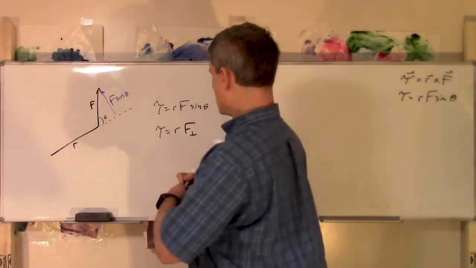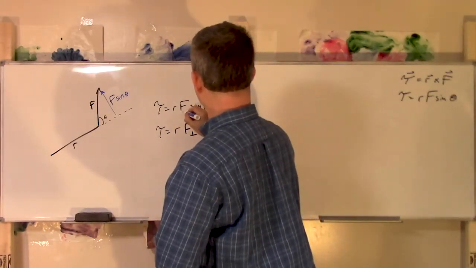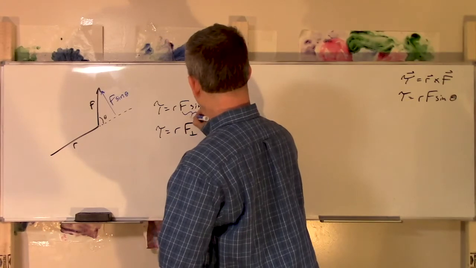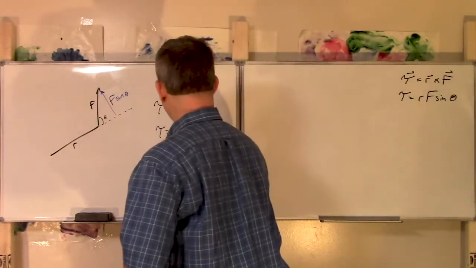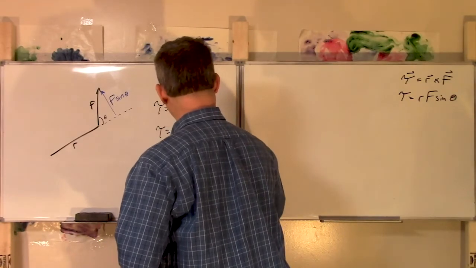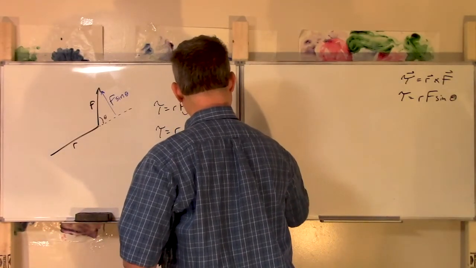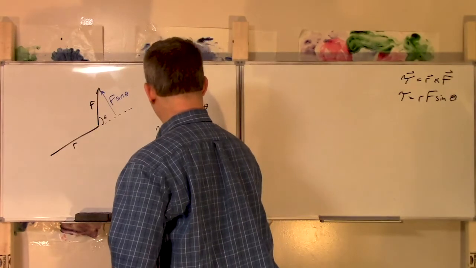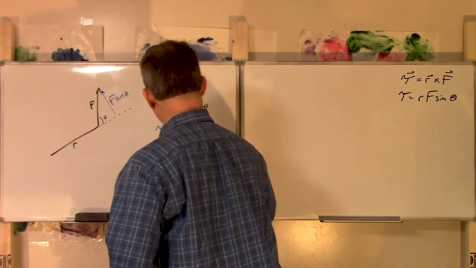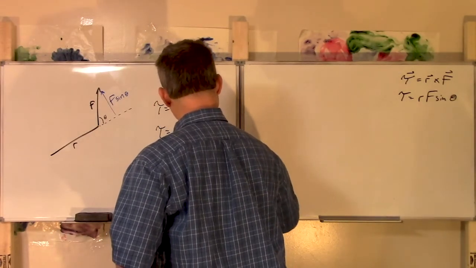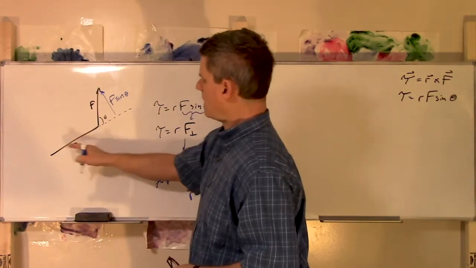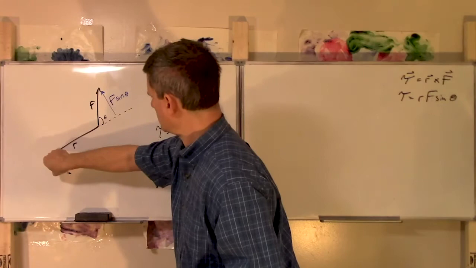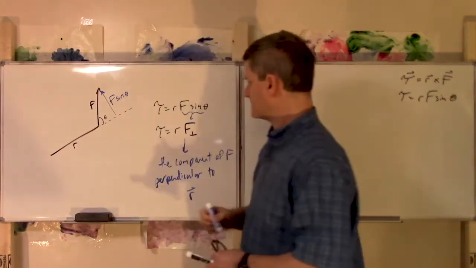Because F sine of theta is F perpendicular, the component of F perpendicular to the R vector. R as a distance is there, and R as a vector points away from the pivot point and keeps on going.